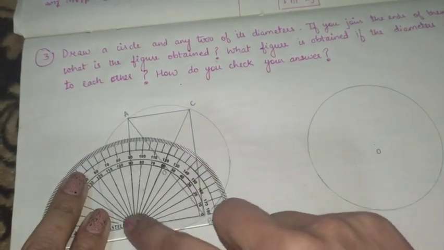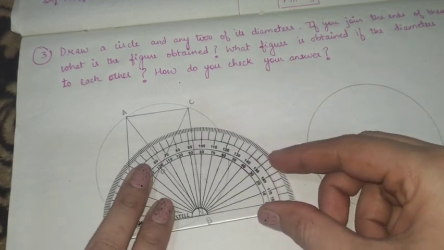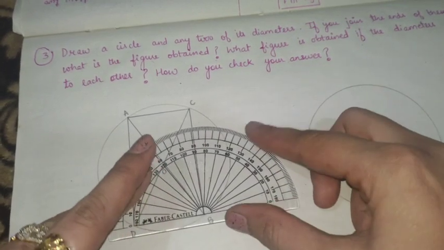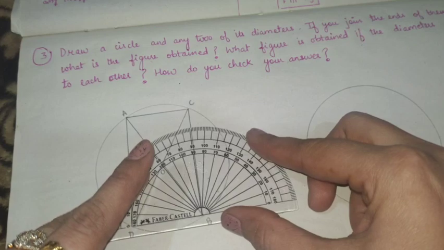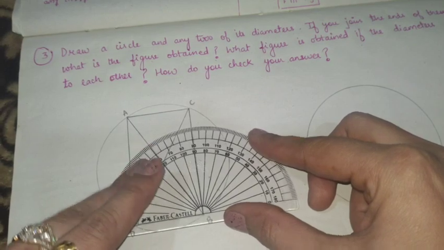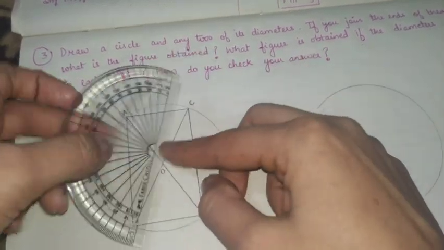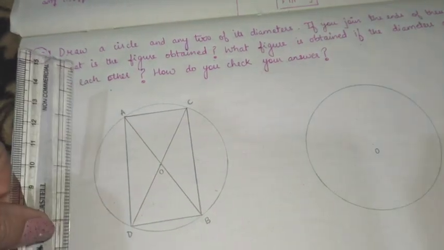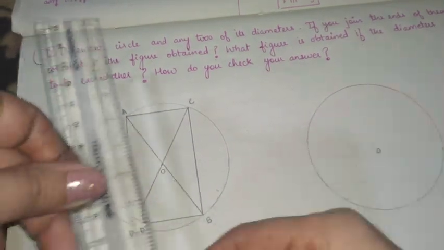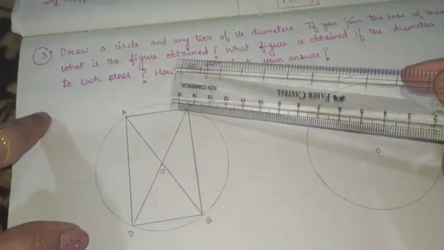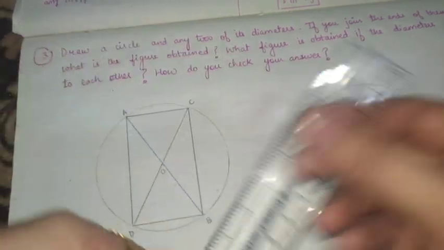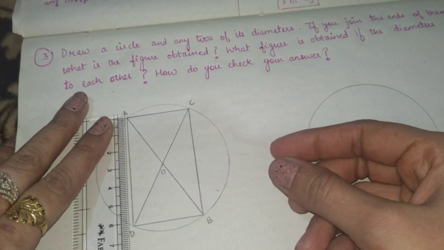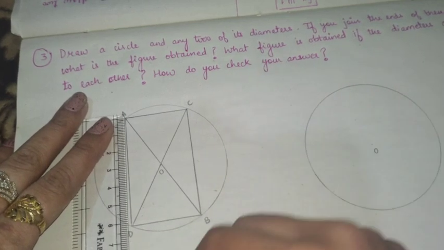Okay, you can see it's 90 here. You can check here also. Okay, it's 90 again, and you can check for the other 2 angles also. Now, for a rectangle, you know, the opposite sides are of equal length. So just measure the lengths AD and CB.